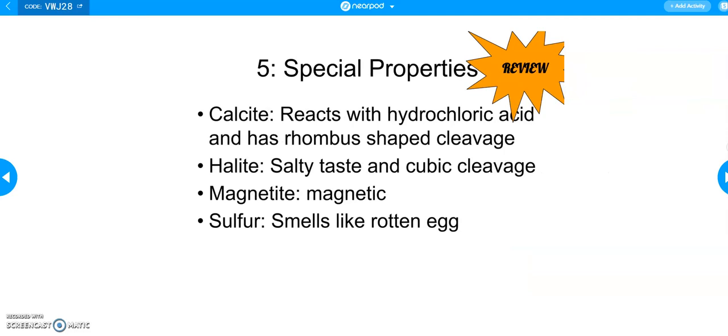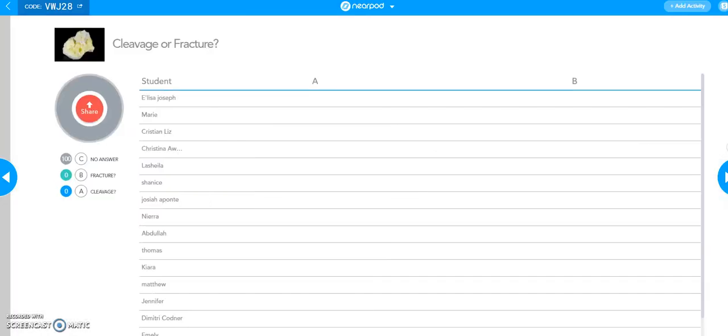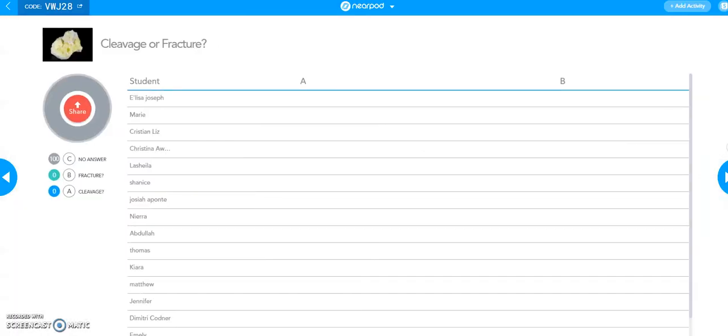Calcite, halite, magnetite, and sulfur all have special properties that help us identify them. We'll take a look at those later. And lastly, color. Color, no good for identifying minerals, but we do use it at the end if we're a little bit lost. Okay. Now, if you feel like I went over this stuff really fast, it's because I did. This is just a review of yesterday's material. Go back and watch yesterday's video if you are lost.